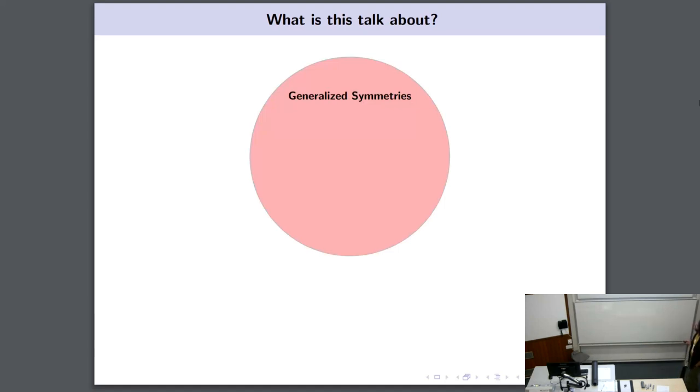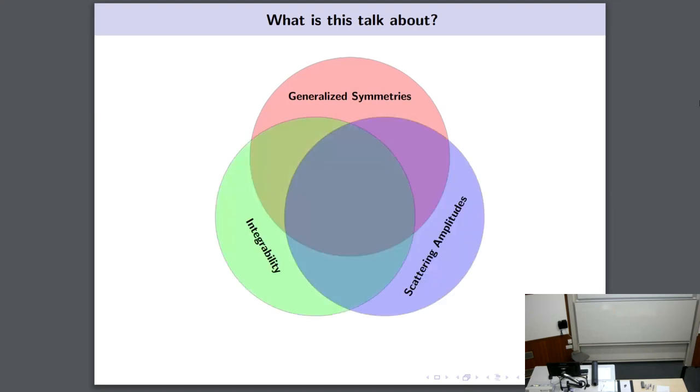Okay, so let's situate the talk a bit. It's a bit of a multidisciplinary thing. So there are three things. One is generalized symmetries. We'll talk about how they constrain scattering amplitudes. And we'll have some integrable examples, just because we don't know S-matrices exactly for non-integrable systems, and we wanted to check. But the methods are general.